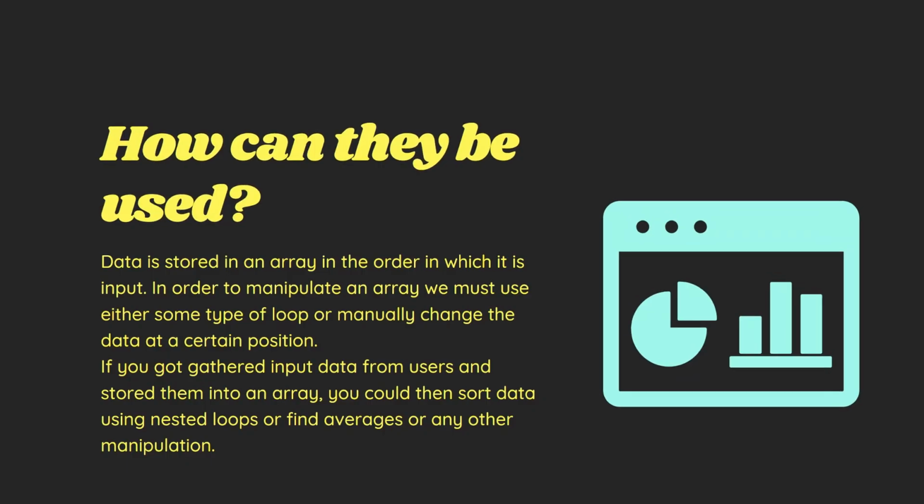So how can they be used? The data is stored into an array in the order in which it is input. In order to manipulate an array, we must use either some type of loop or manually change the data at a certain position. If you gather data from users and store them into an array, you can sort data using nested loops or find averages or any other manipulation. So they're pretty useful and efficient.